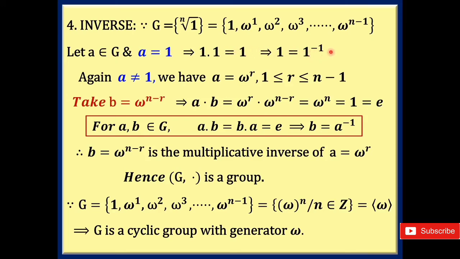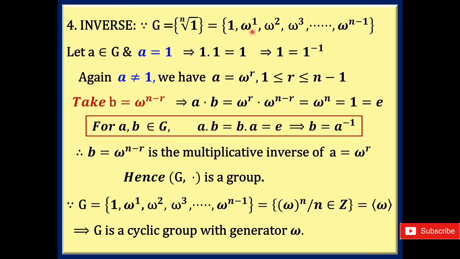1 has itself as its inverse. Since a·b = b·a = e, that gives b = a inverse. b is the multiplicative inverse of a. Clearly, 1 has a multiplicative inverse. Again, let a belong to G and a not equal to 1.